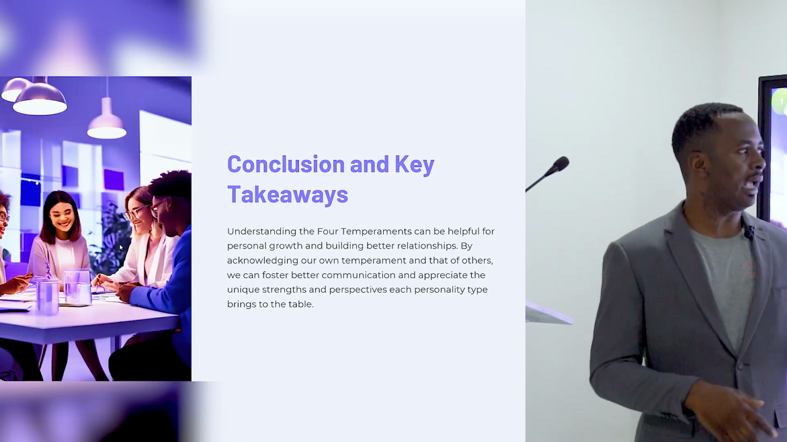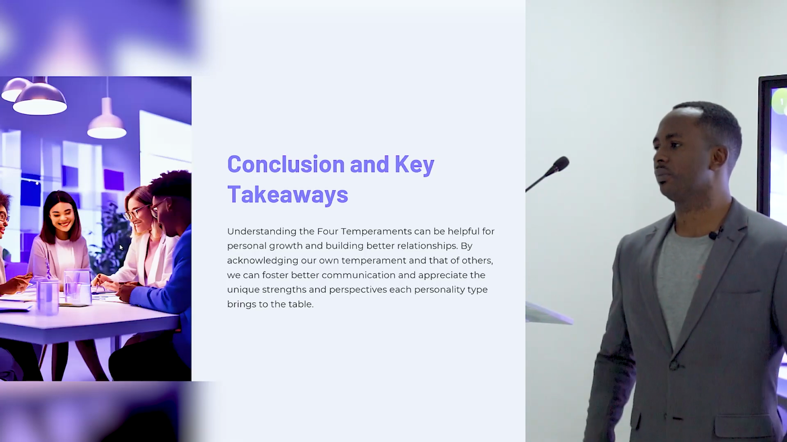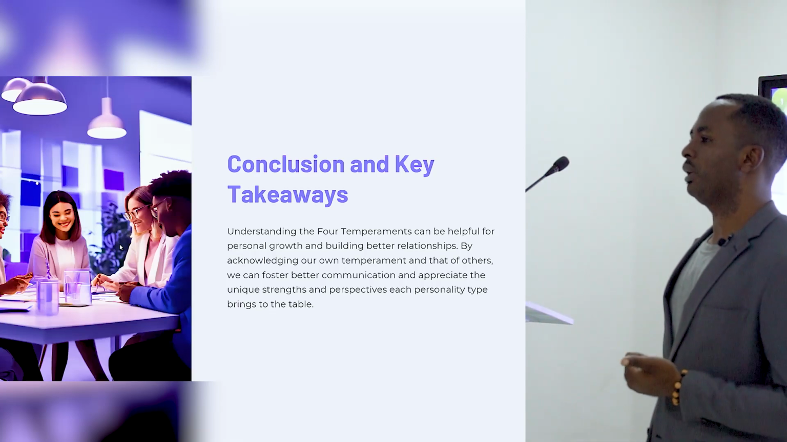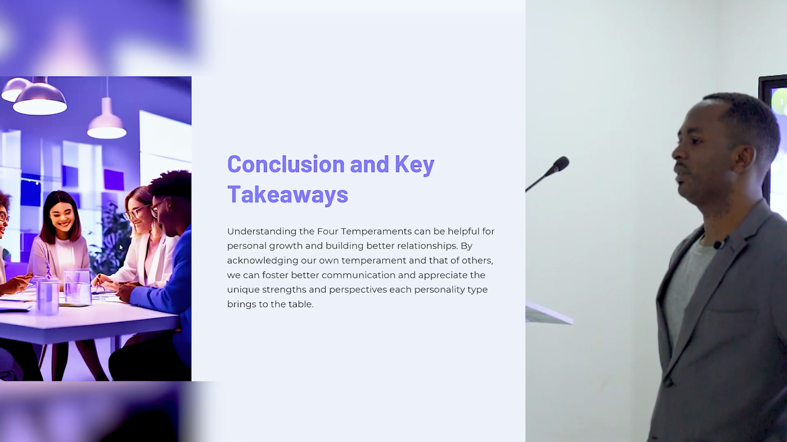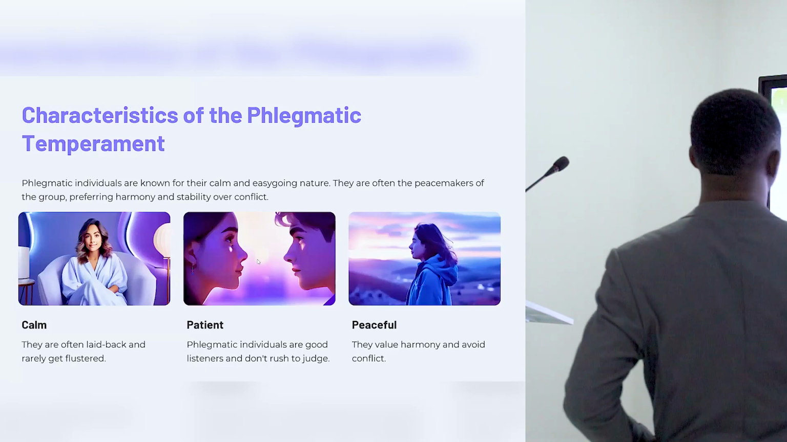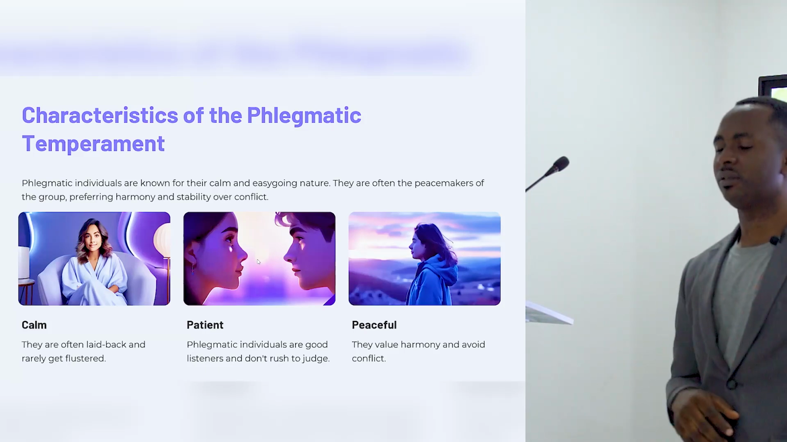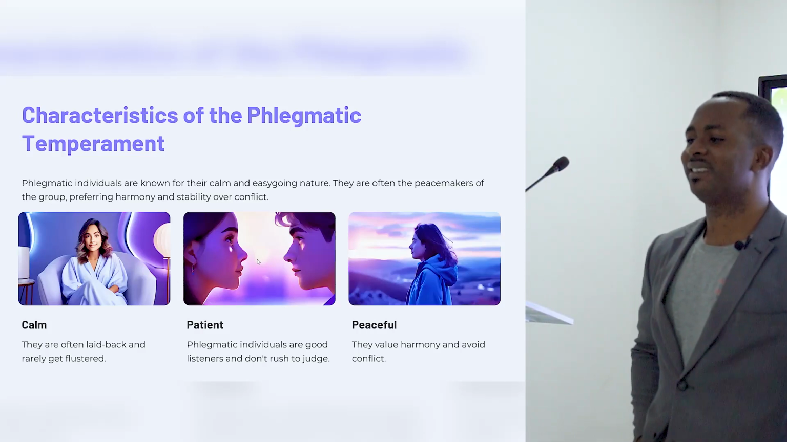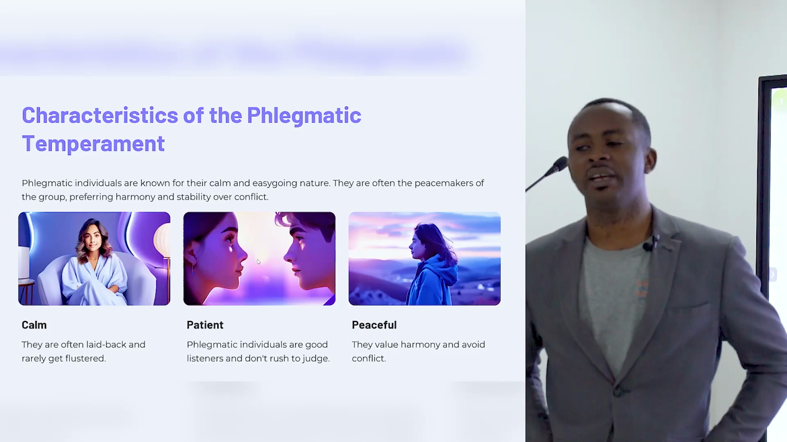Okay, so having explained all of these things, which of the temperaments do you think you are? There is sanguine, there is choleric, there is melancholy. You can sit down. Phlegmatic. Okay. That's this one. So they are calm, easygoing. They're often the peacemakers of the group, preferring harmony and stability. Sanguine. They are usually very expressive individuals.